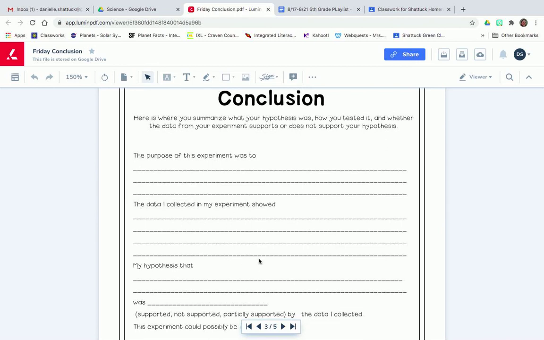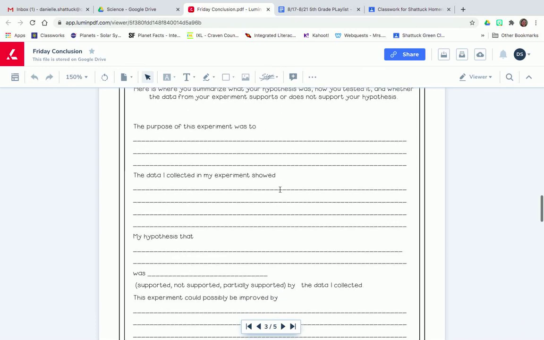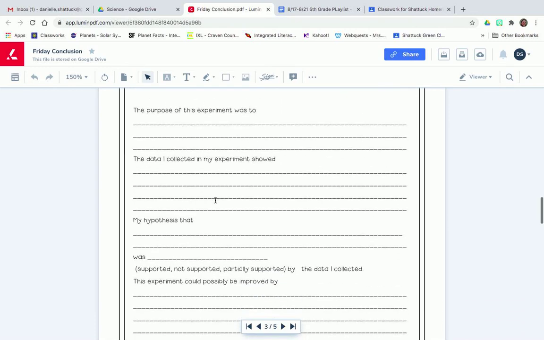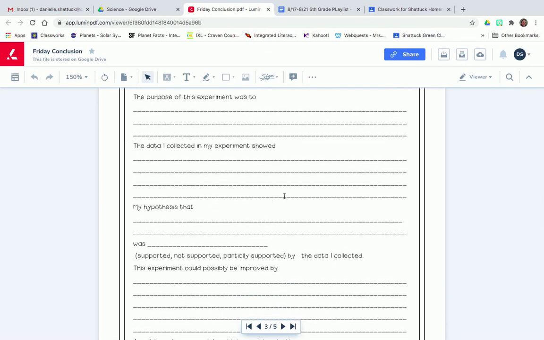Okay, your conclusion. This is kind of the summary of what you did. Why did you conduct this experiment? And don't say because Miss Shattuck told me to. The purpose of this experiment was to see if I changed the wings on a paper airplane, would my plane go farther or not? Okay, it kind of goes with your hypothesis, or the question. The data I collected in my experiment showed me that if I changed my wings this way, it flew this far. That's the data you collected.